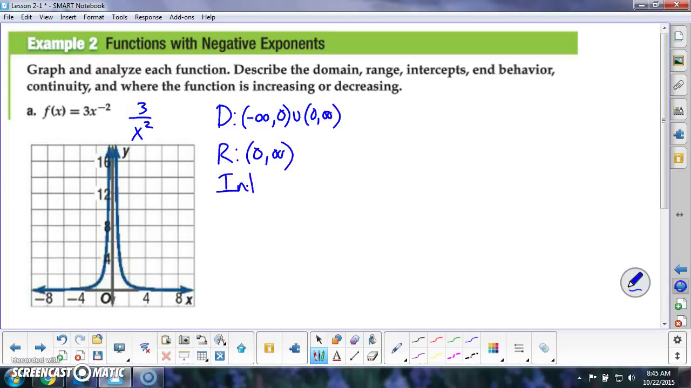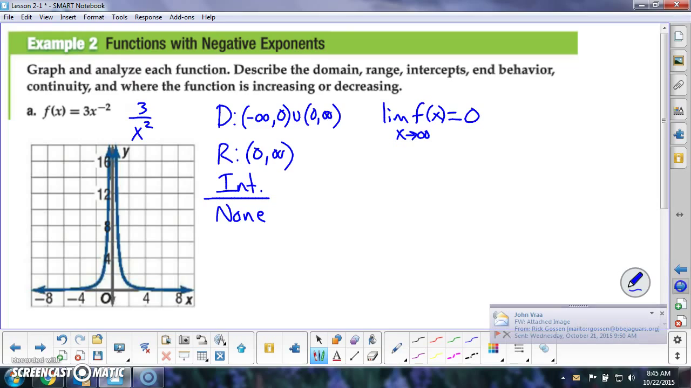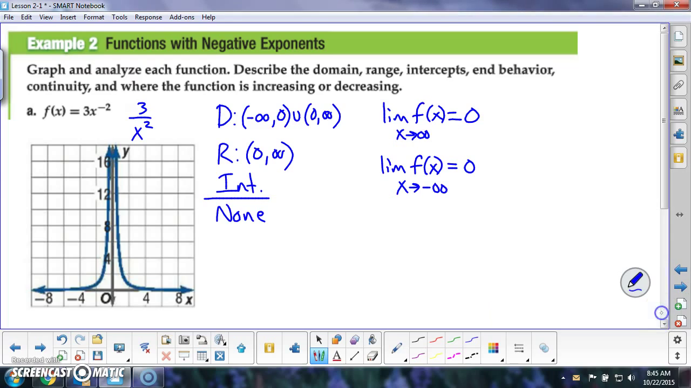Intercepts. There's none. Never touches the x-axis and it never touches the y-axis. End behavior. Well, as you can tell, as you go to the right on this one, it doesn't go up, it doesn't go down, it flattens out at a height of 0. Same thing here. As you go to the left, it flattens out at 0. Alright, next we have continuity. This is discontinuous. It's infinite discontinuous.